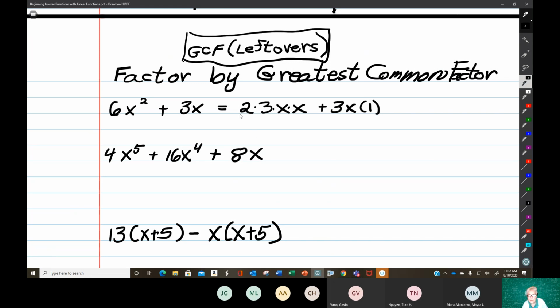Now I'm looking at these two terms. Remember from polynomials, this is a polynomial of degree 2, and it has two terms, so it's a binomial. I'm looking at each term to see what's the same in both terms. What's the same is there's a 3 in each term and an x in each term. So I could say the greatest common factor of these two terms is 3x.